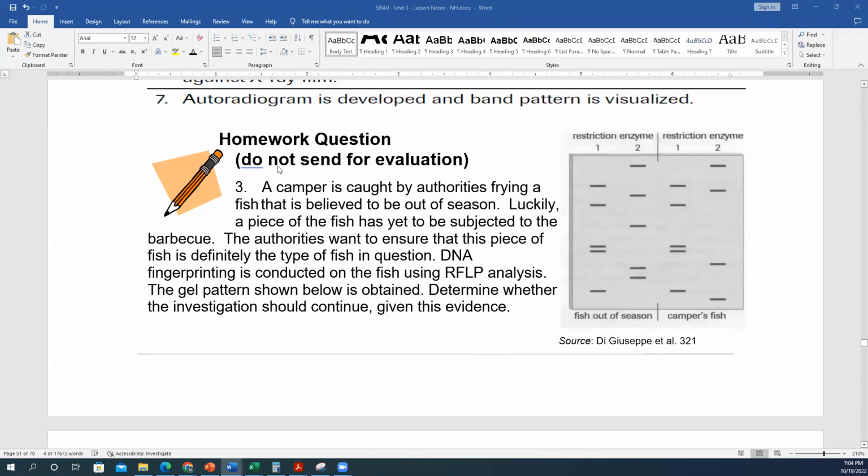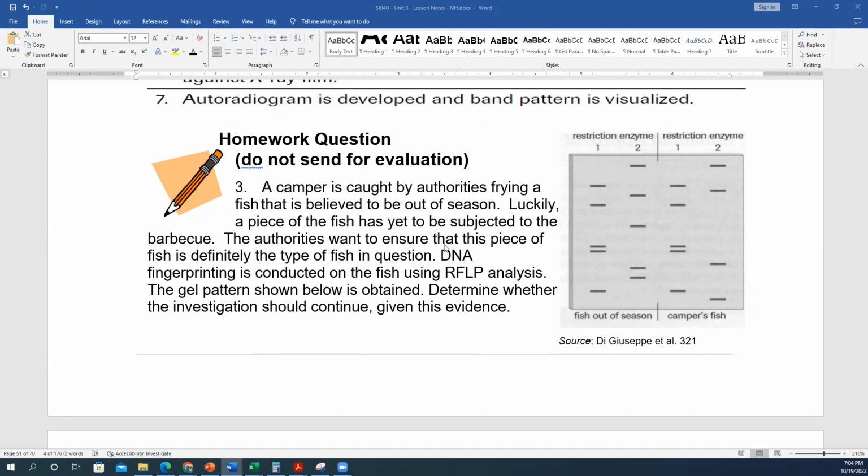And then for homework, this is a cool little question for you to try and answer and study. Suppose you have a camper that is caught by authorities frying a fish. He's caught a fish that is believed to be out of season, so he shouldn't be fishing that fish and shouldn't be eating it.